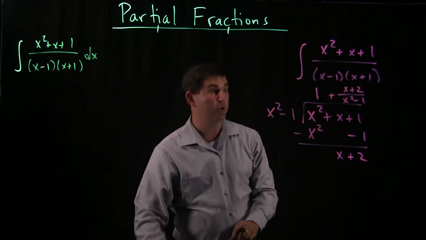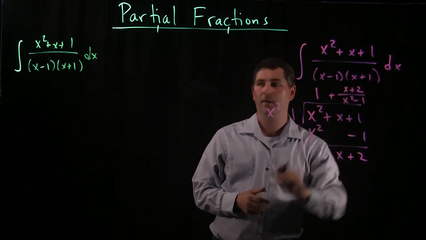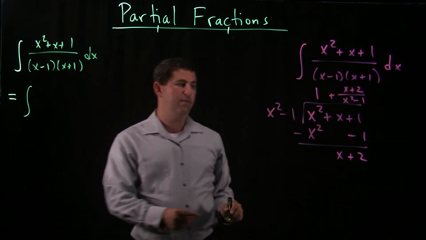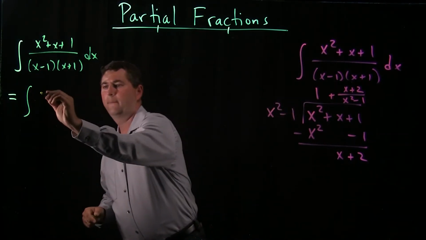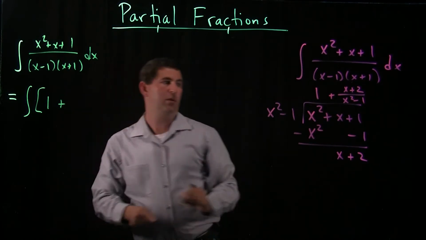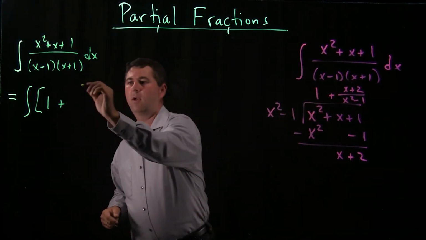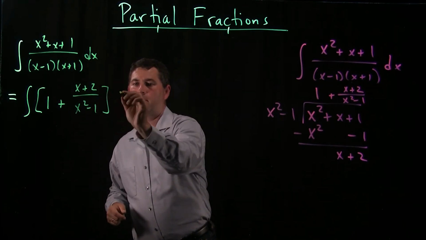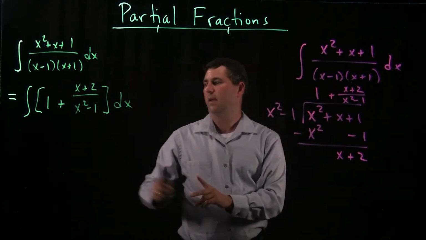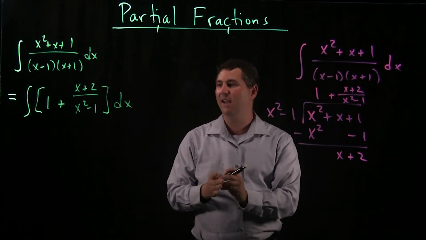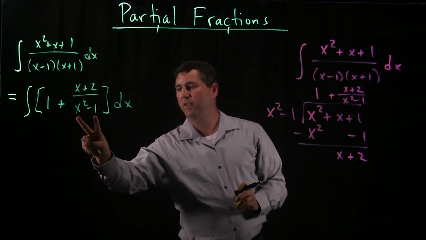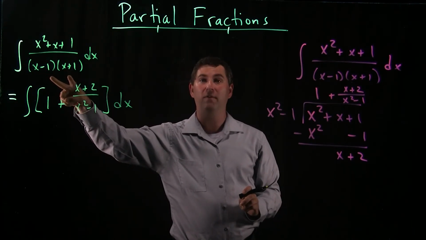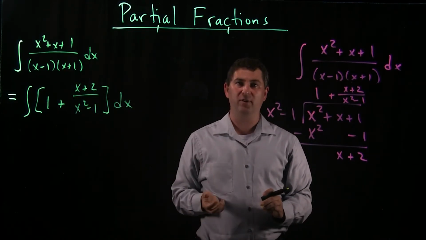So the antiderivative of x squared plus x plus 1 over (x minus 1)(x plus 1) dx. Oh, I guess we should have a dx over here too. Equals the antiderivative of 1 plus, and there is our remainder, (x plus 2) over (x squared minus 1). Okay, now the 1, that's going to be really easy. And this bit, well, if we just put the x squared minus 1 back into (x minus 1) times (x plus 1) form, we can use partial fractions now.